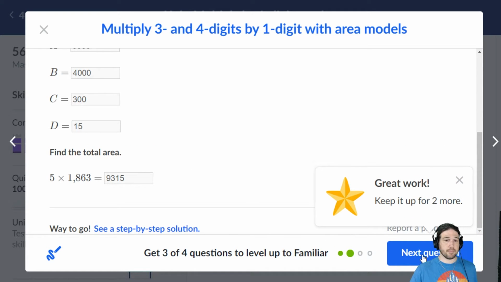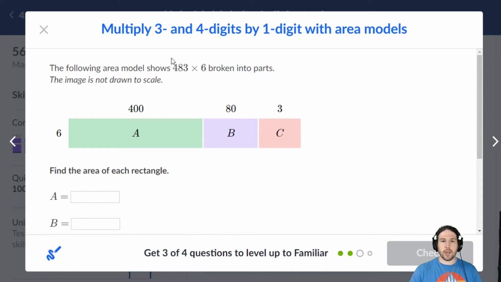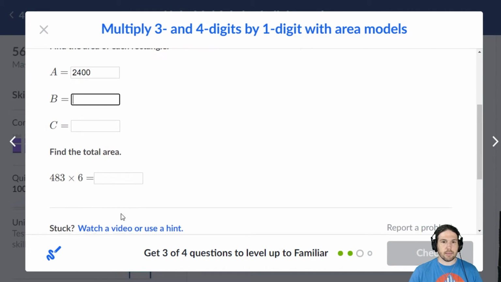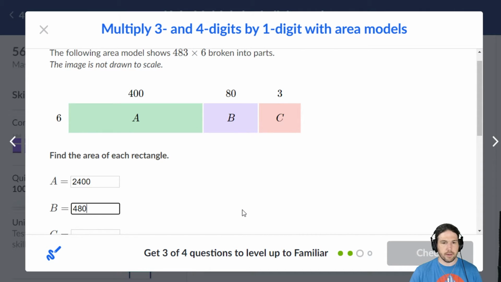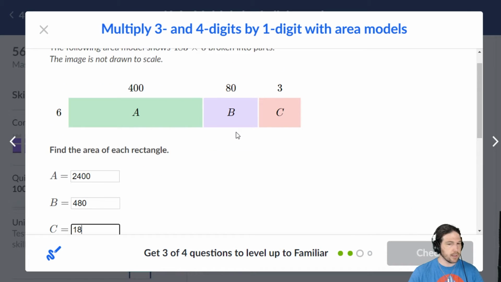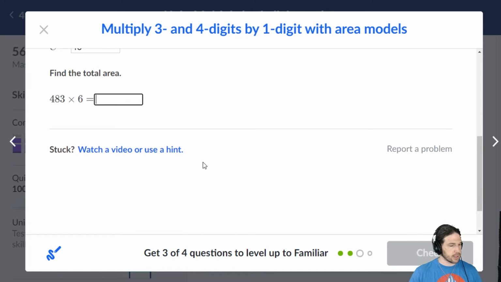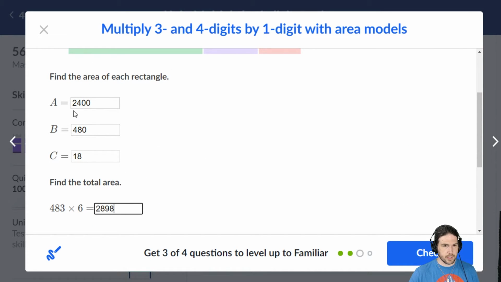Up next, here we have 483 times 6. 6 times 400 is 2,400. 6 times 80 is, I believe, 480. Yeah, because 8 times 3 is 24, times 2 is 48, yes. So 480, and then 6 times 3 is 18, and then just add them all up. 2,898, it looks like. Did I do that right? That's 2,880, 2,898, yes.